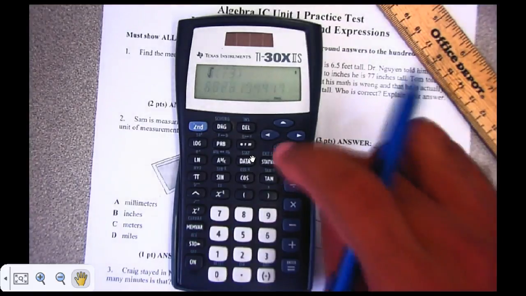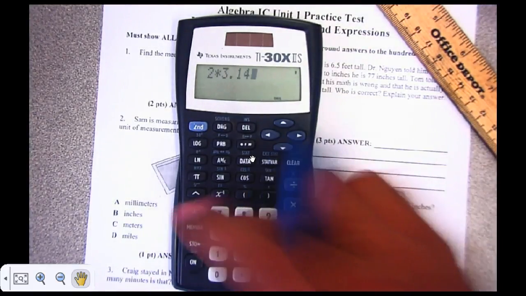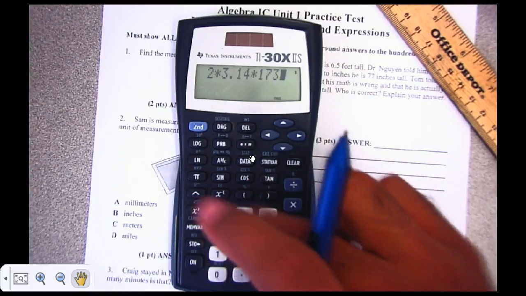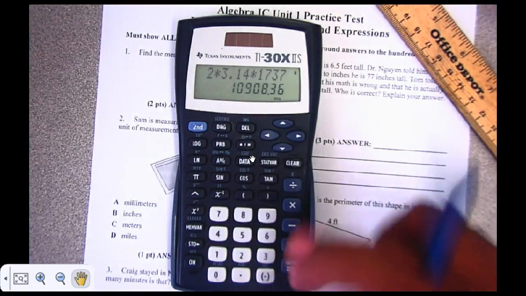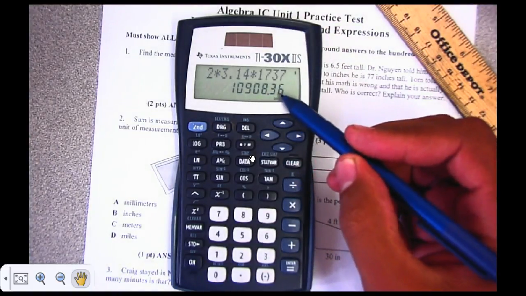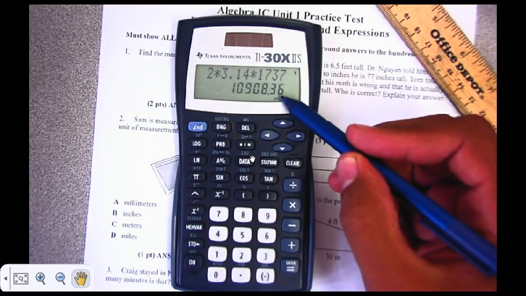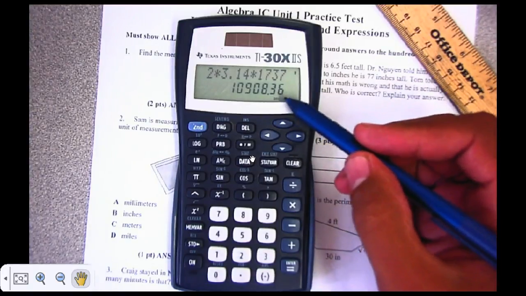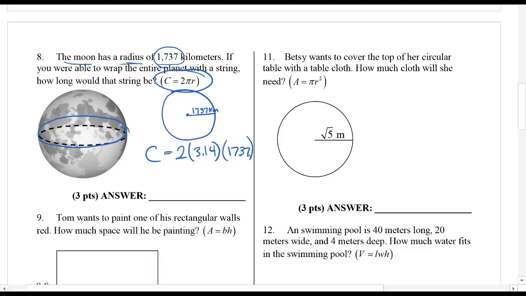Okay, so 2 times 3.14 times 1,737 will equal 10,908.36. And remember, we round to the hundredth, 2 places after the decimal. So it looks like our answer is already rounded. So 10,908.36 kilometers. Okay, now I'll put my comma here, 3 places after the decimal.